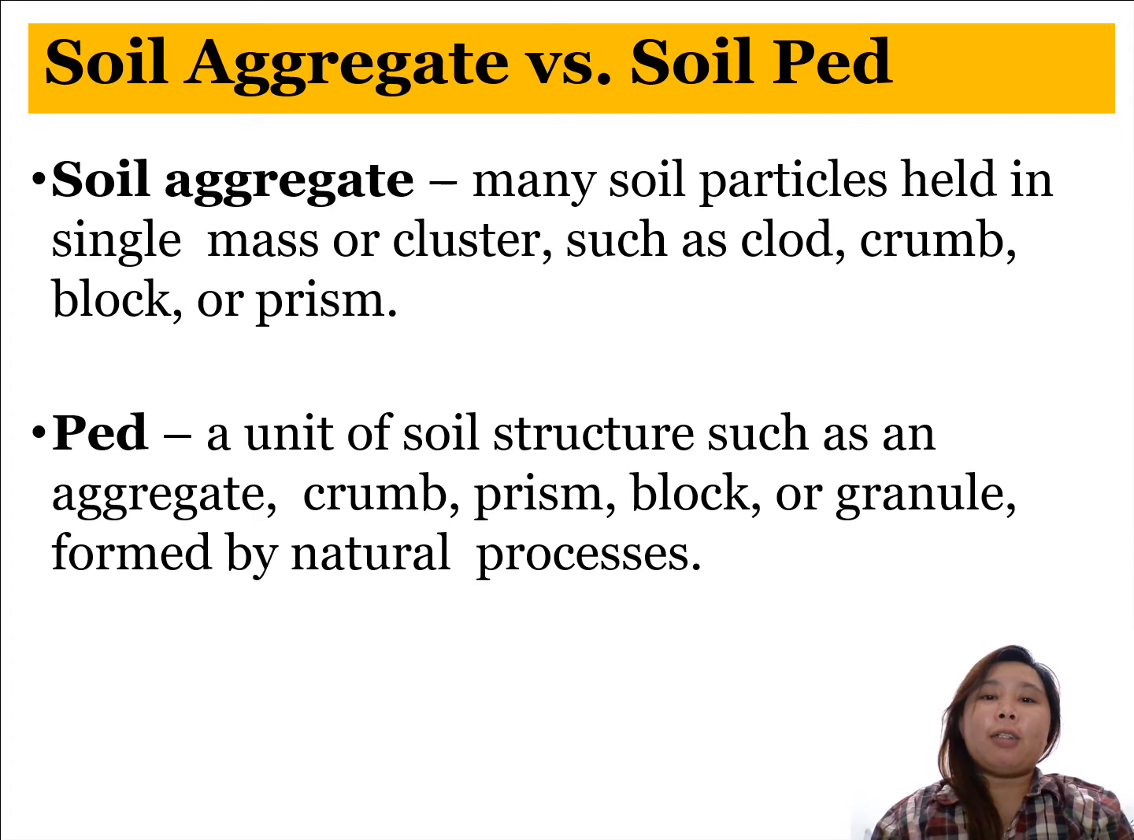Now, in understanding the soil structure, you must be familiar with the difference between soil aggregate and the bed. When you say soil aggregate, it refers to many soil particles held in a single mass or cluster, such as the clod, the crumb, the block, or the prism. While a bed is a unit of soil structure, such as an aggregate, crumb, prism, block, or granule, formed by natural processes. So that's the difference between the two.